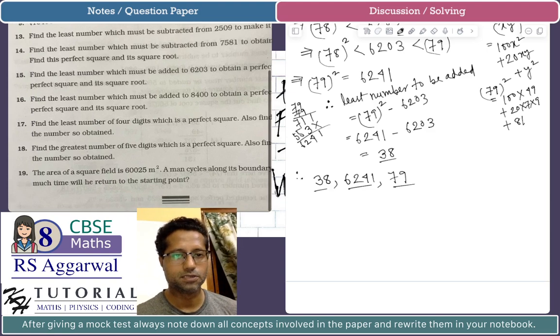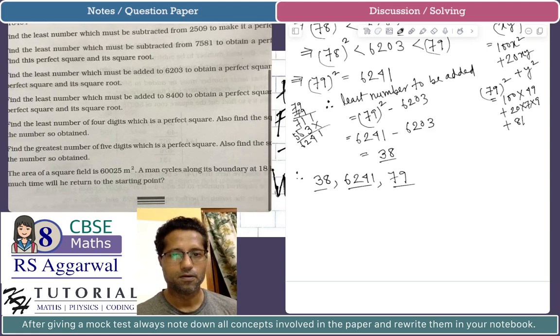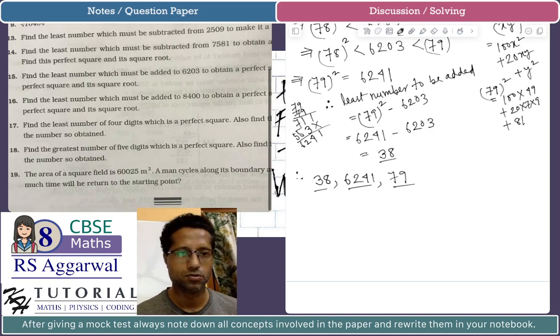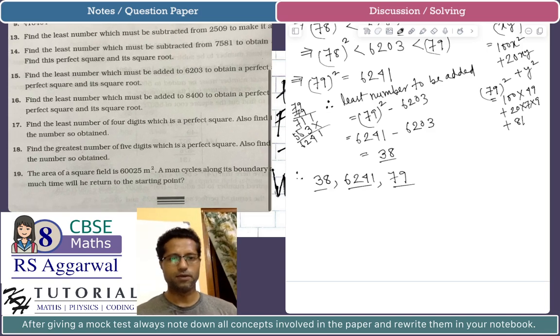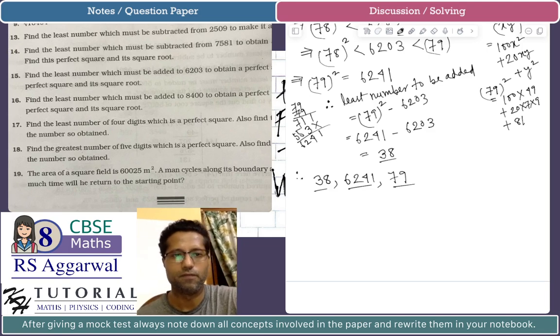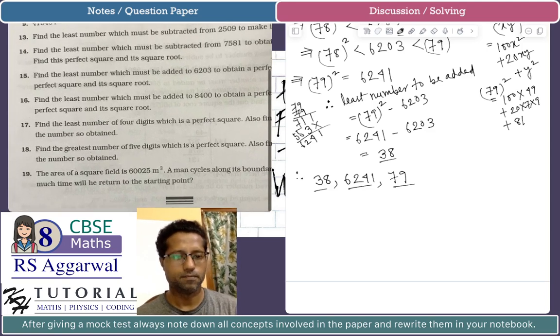Question number 16 is: find the least number which must be added to 8400 to obtain a perfect square. Find this perfect square and its square root. It is the same as question 15, so I am not doing question number 16. Questions 16 and 15 are exactly the same; the given numbers are different. Okay, I am doing question number 17. I hope you can see question number 17.